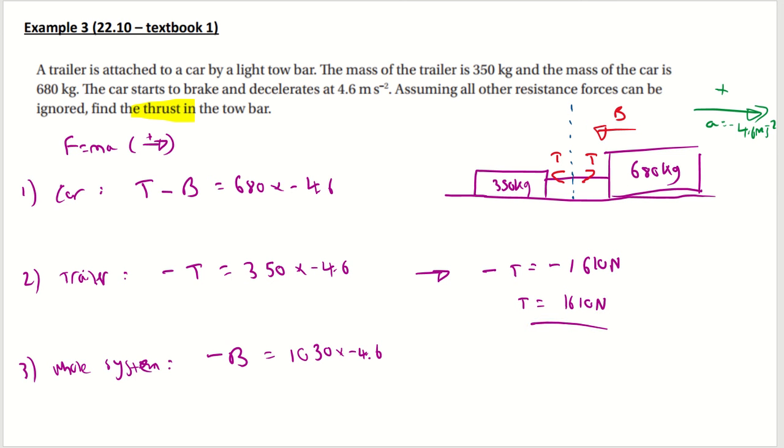And that's our answer. If you want to check it, you could always work out something like the braking force. So again, I could realize the negatives are going to cancel out, and if I cancel them out on this one, I'd get 1030 times 4.6. So I get a braking force of 4738, and I could use them both in that first equation. So I could do 1610 take away 4738, and that should equal the value on the right hand side, 680 times negative 4.6, and it does. So I've checked it in that top one as well. My calculator does seem to work.